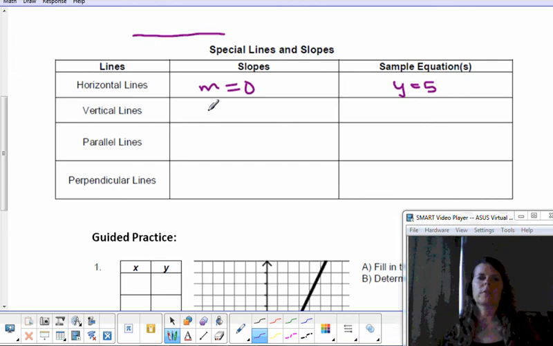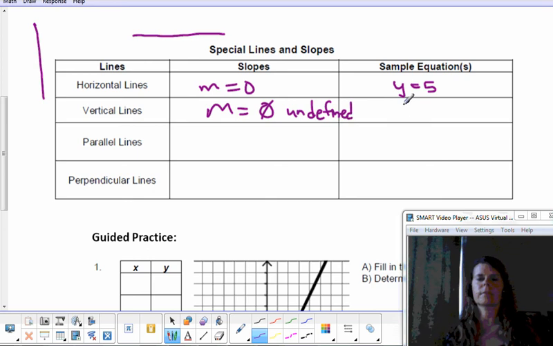And a vertical line, well, guess what? If you try it, can you ski? What's your slope on a vertical line? Can you ski on that? No, you'd die. So it's undefined. Some people might say no slope. And this form is x equals a number, like x equals 8, let's say.